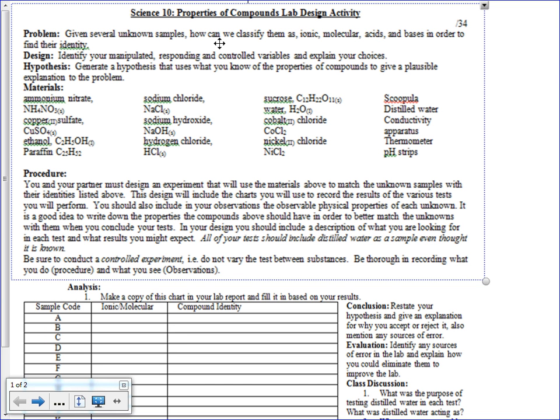Now, you're going to be repeating the same series of tests on every single compound. Do you need to write out the same steps 11 times? No. You can say repeat steps 3 through 9, or whatever it happens to be, for each unknown compound. That can save you some time. But make sure your steps 3 through 9 are really detailed.